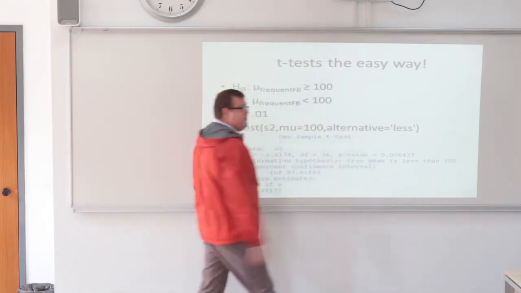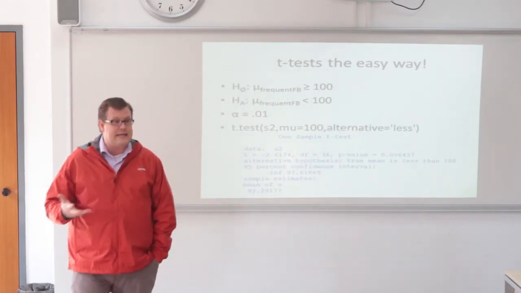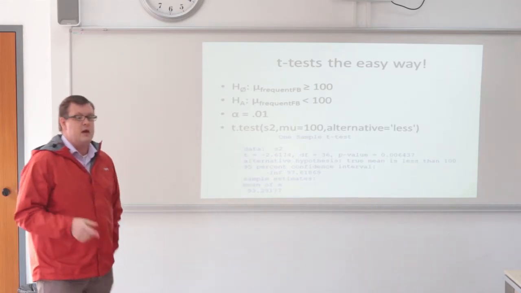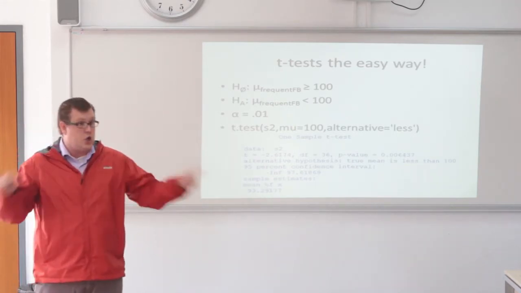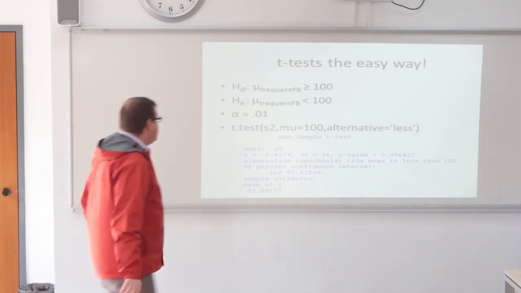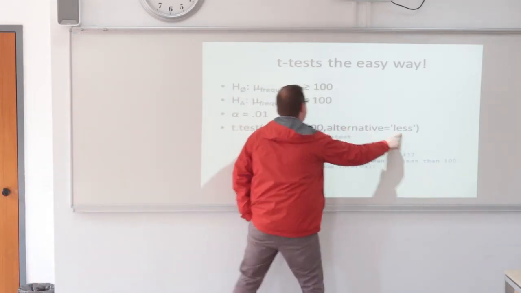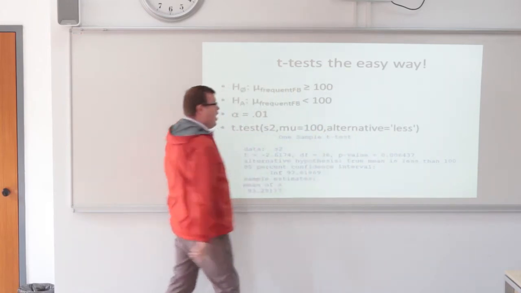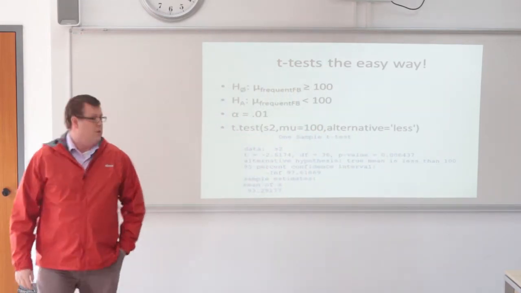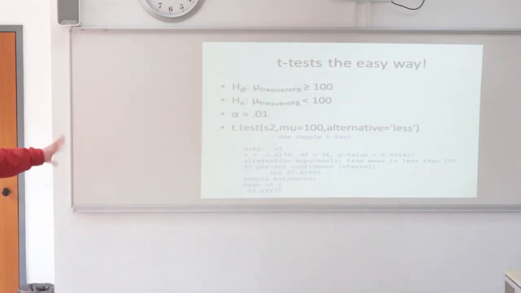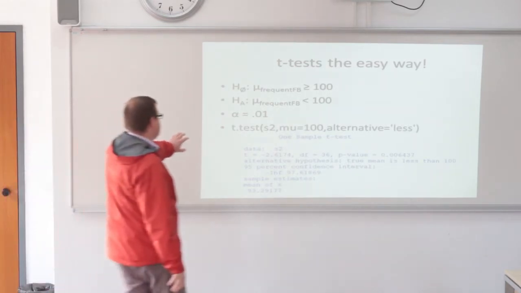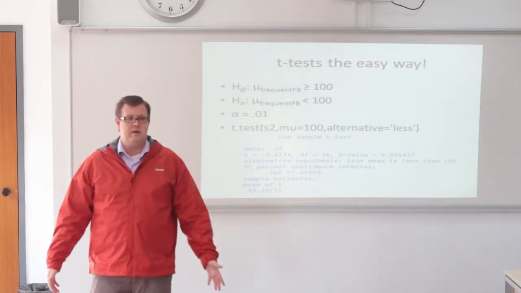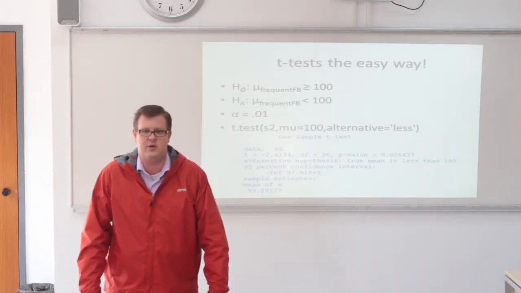Now the alternative is one of the parameters that t-test can take. If you don't specify alternative, it will assume that you want to do a two-tailed test. But since we specified the alternative as less, the alternative is less than 100. Now, we didn't actually specify alpha anywhere in this line of code. We didn't have to.